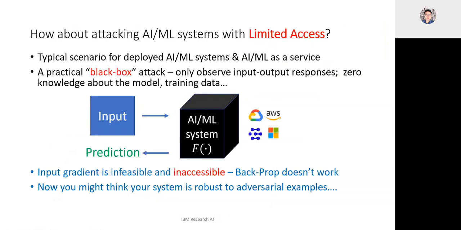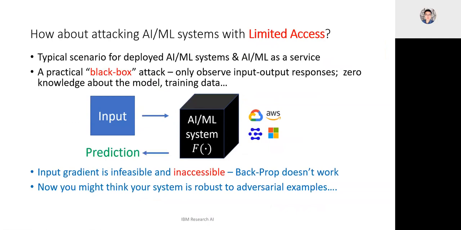But you may argue that so far we are talking about the white box attack sense, where you have access to your model and you can do backpropagation. But what if, in a practical setting, you deploy your machine learning model as a service, and there is no way I tell you what my model is behind the service? This is a setting of AI or machine learning systems with limited access, and that's what we call a black box setting.